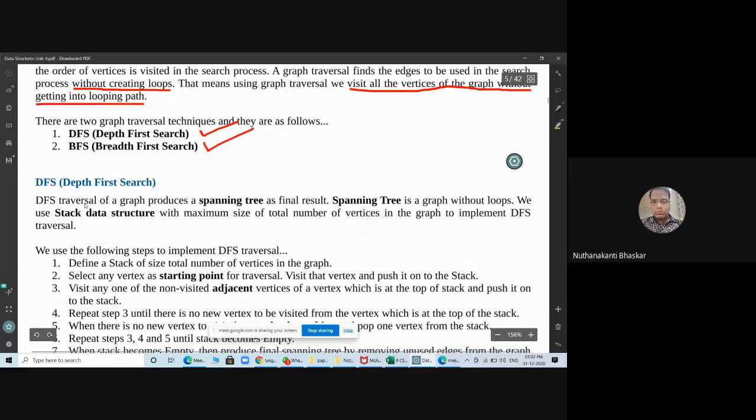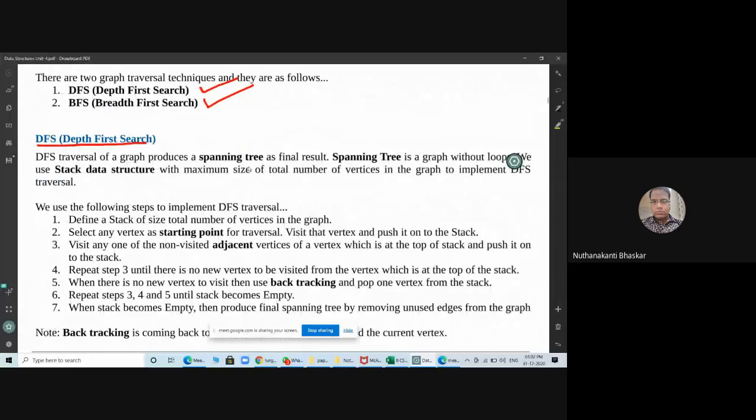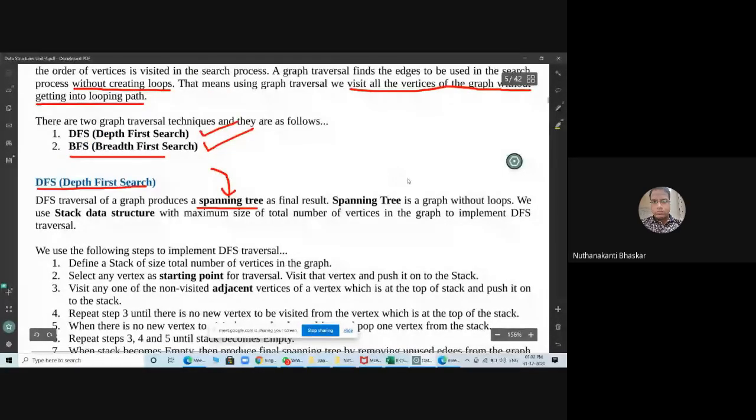Now today we are going to discuss depth first search. A very important point you must remember: DFS traversal of a graph produces a spanning tree. Both DFS as well as BFS produce a spanning tree after applying them. The spanning tree is not in the syllabus, but we have to learn what it means. A spanning tree is a graph without loops. Simple.